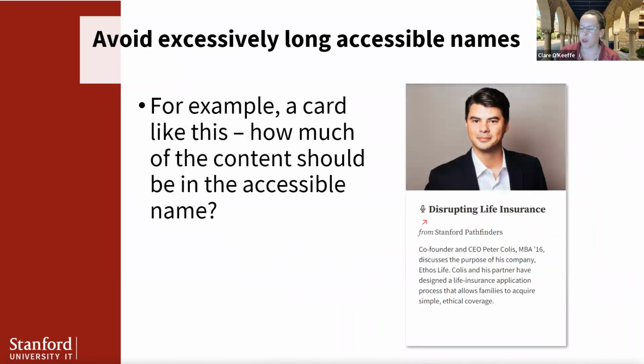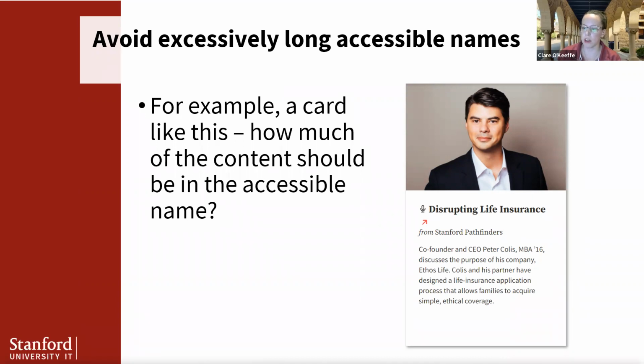Another thing is to avoid excessively long accessible names. So I've got an example here of a typical card. I think this was something from the Stanford alumni site, and this is done well, but I'm just using this as an example. How much of the text of this card do you want to include in the accessible name? Let's say this is a link. How much of the text should be inside the link?